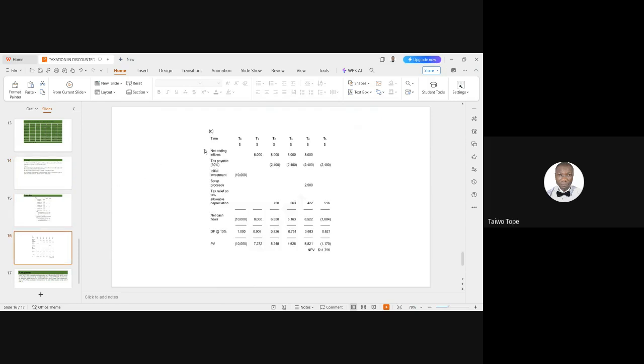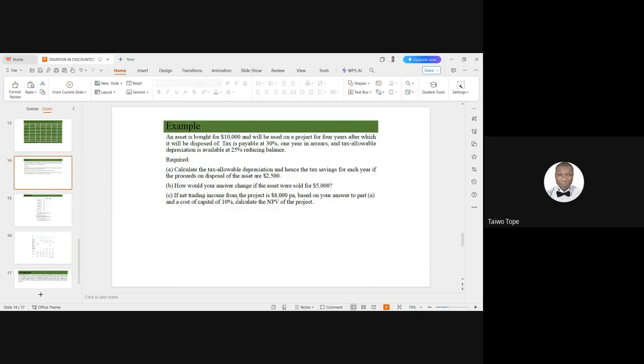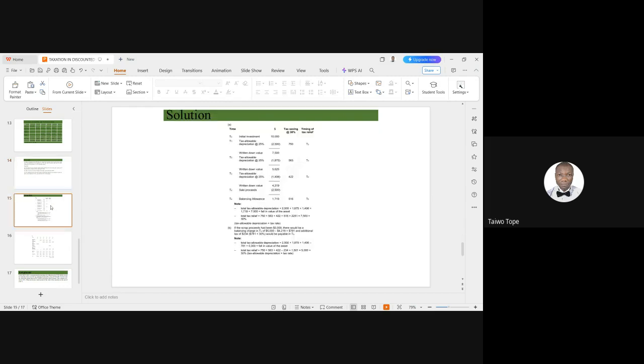Now, similar to what we've done, now we have the years: times 0, times 1, times 2, times 3, year 4, year 5. Now, the net trading inflows is $8,000 per annum. It's stated that if net trading income from the project is $8,000 per annum, and you have how many years? The project will span for how many? Project will span for 4 years.